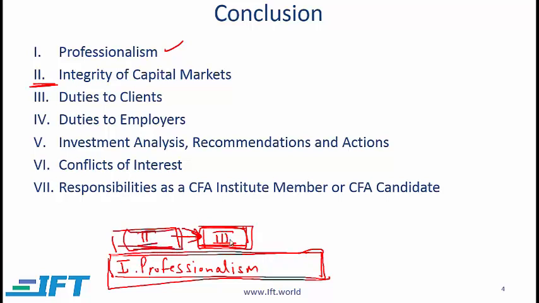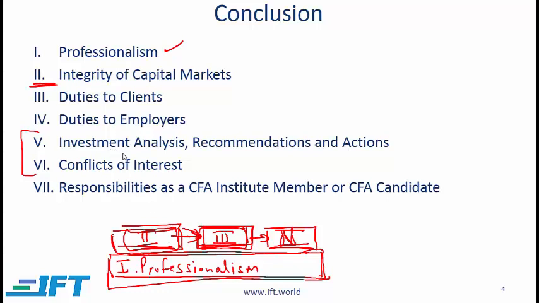Take a simple example. Let's say that you have material non-public information based on which you are not benefiting yourself, but you are doing something that will make your client benefit. Is that appropriate? Answer is no, because using material non-public information will violate the integrity of capital markets, and therefore this is not acceptable. After Standard 3 comes Standard 4, which is duties to employers, and this comes after duties to clients. In dealing with capital markets or clients and employers, certain elements are extremely important.